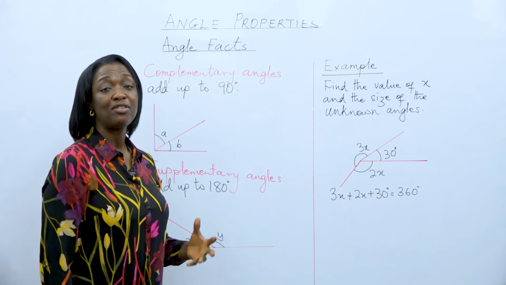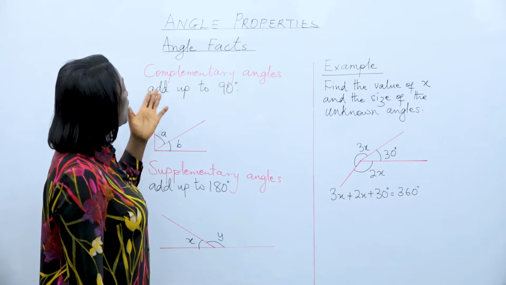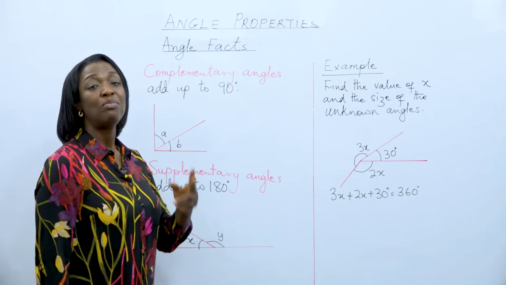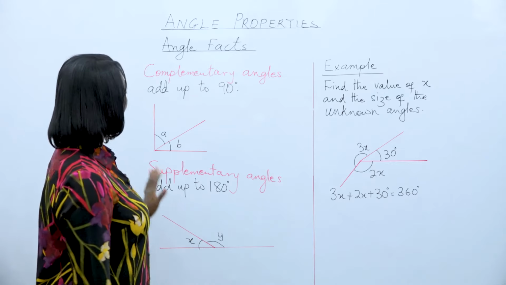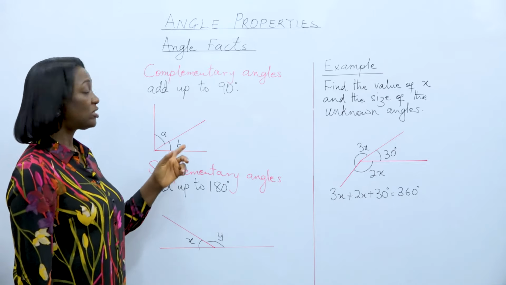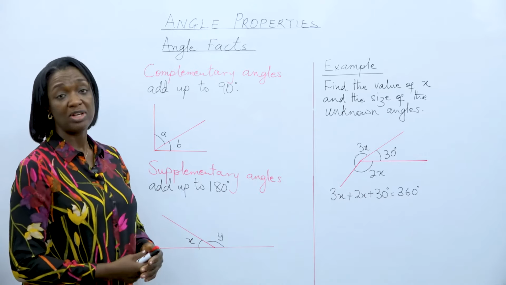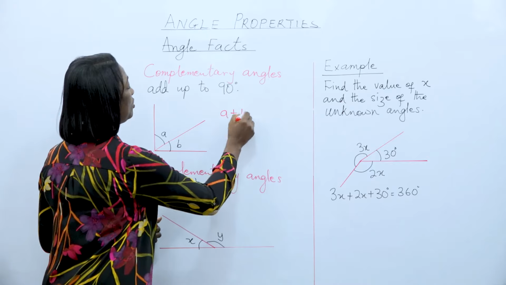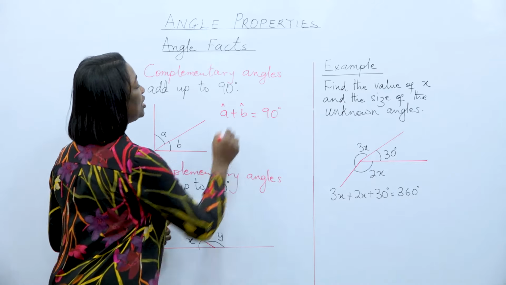Let's look at a few angle facts. Complementary angles, supplementary angles. When are two angles said to be complementary? When both angles add up to 90 degrees. So we have two angles here, angle A and B. And the sum of A and B will be 90. So angle A and B are complementary angles. So we can say that angle A plus angle B is equal to 90 degrees.